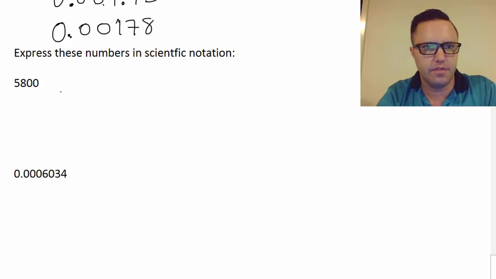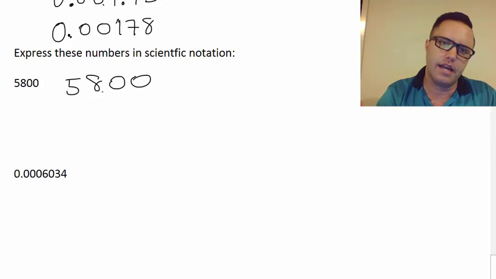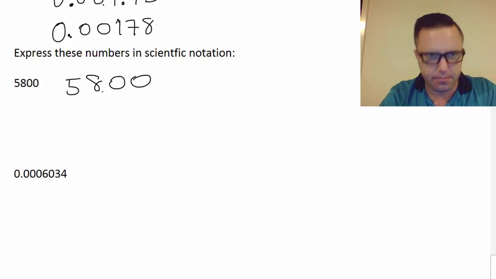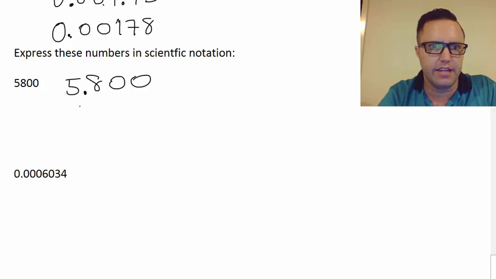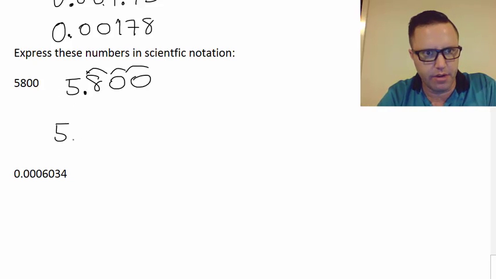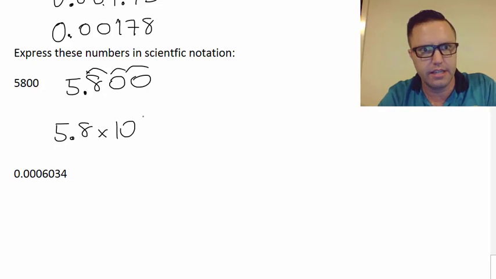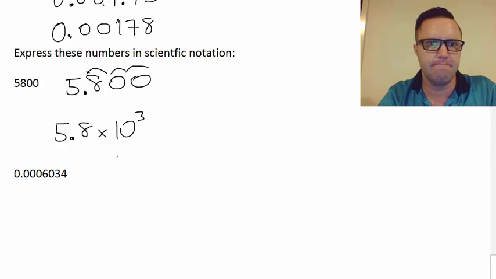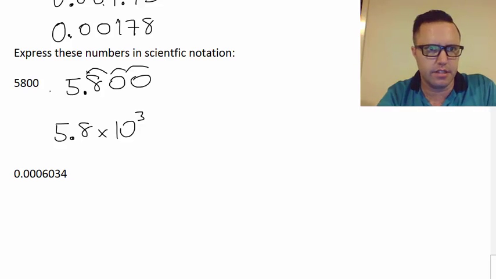So 5,800. So look at your number. So 5,800, and you look and you think, okay, so that a part at the start has to be greater or equal to 1 and less than 10. So we're going to have to put our decimal point here, in between the 5 and the 8. So how far have we had to move that? Well, 1, 2, 3 spots. So that means that we will have 5.8 times 10 to the 3. Okay. I usually add some units, so let's call that meters.